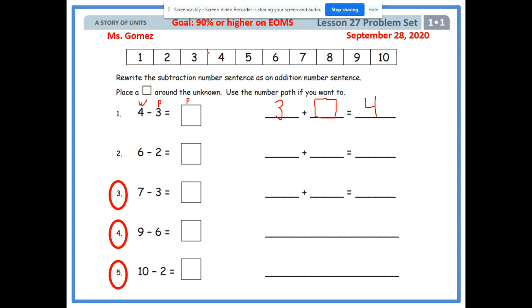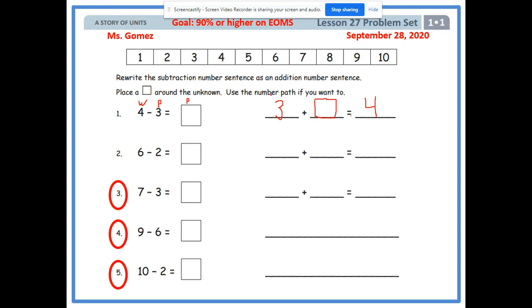So now, looking at both sentences, how can we use our number path to choose the most efficient strategy? Should we start at 4 and count back 3 times? Or, look at your addition sentence now. Should we start at 3 and hop to our stopping number, which is 4? Should we count back or should we count on? Get ready? Yes, we should count on.